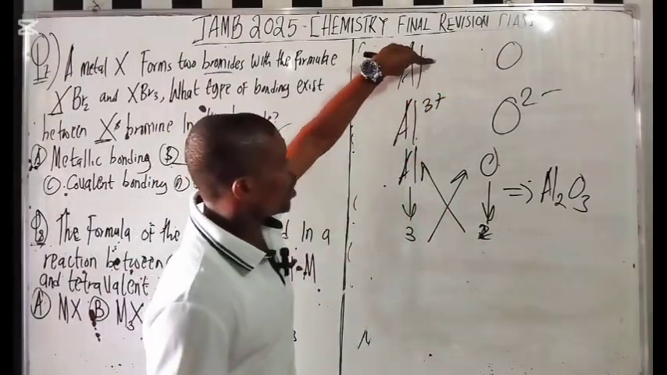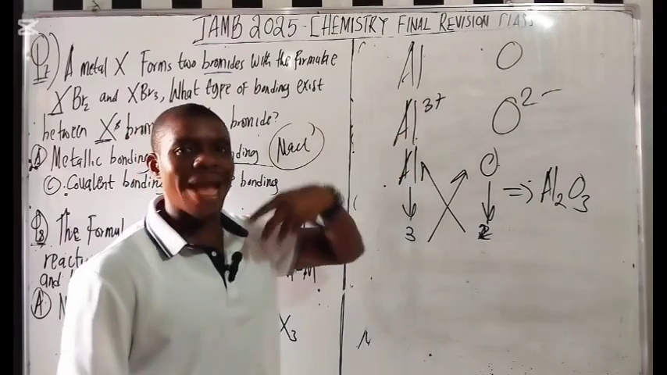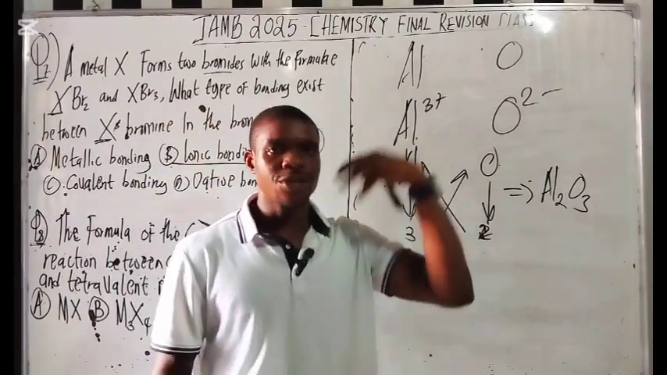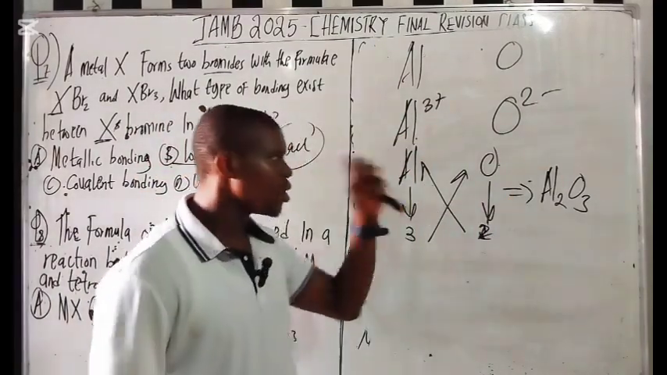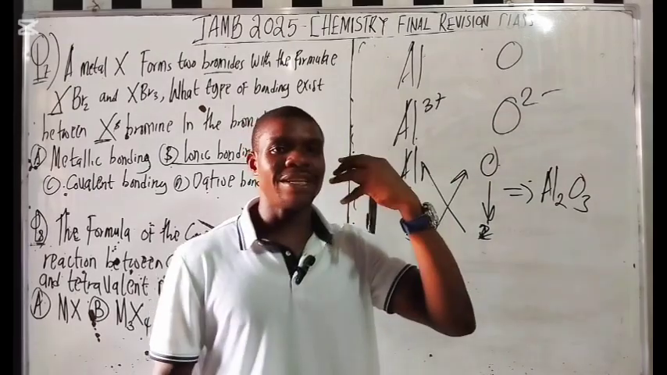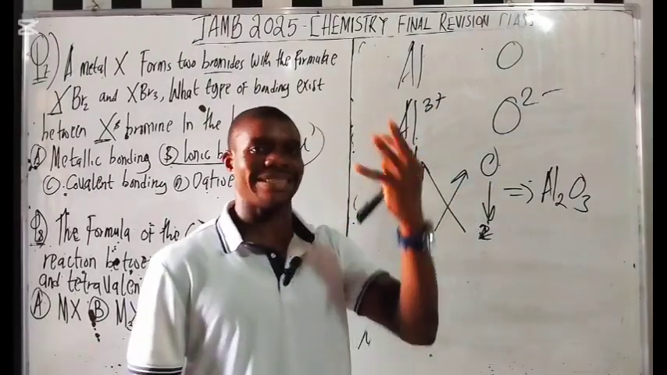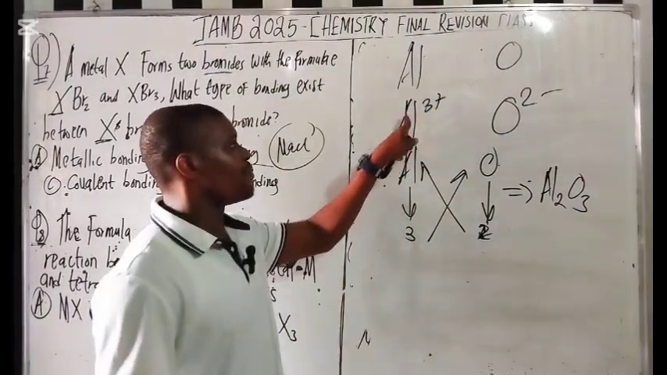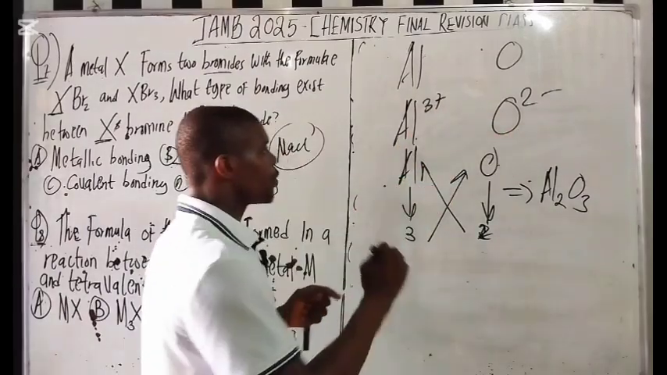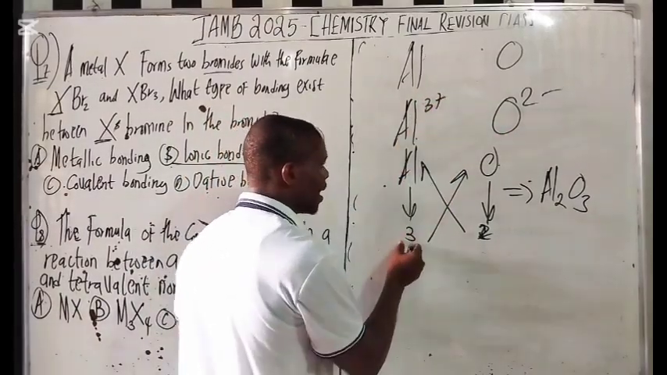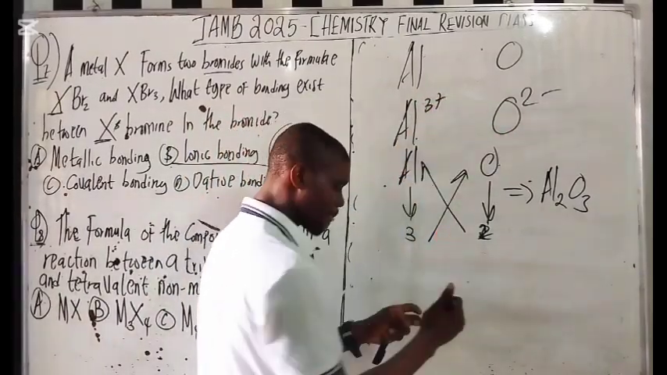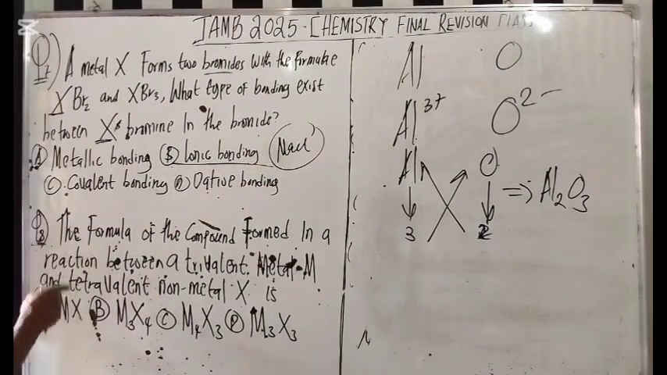Now remember, aluminium is trivalent. We know why it's trivalent: because it loses 3 electrons. Oxygen is divalent. Why? Because it gains 2 electrons. But then here we have the metal, and here we have the non-metal. So what they will do is bring some down here, and they exchange. So do what I'm saying here.